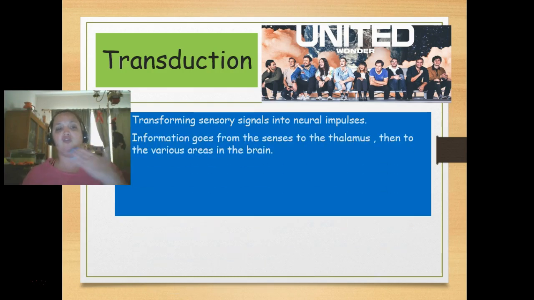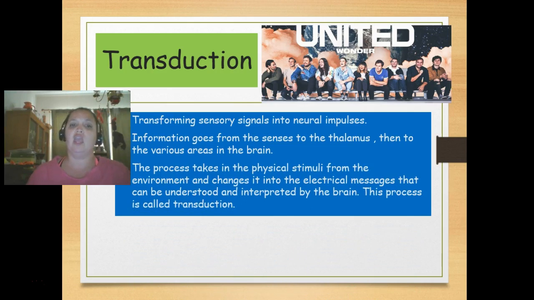So information goes from my sense to the thalamus and then to whatever part of the brain it needs to go to. And the process takes in the physical stimuli from the environment and changes it into this electrical message that can be understood and interpreted by the brain.